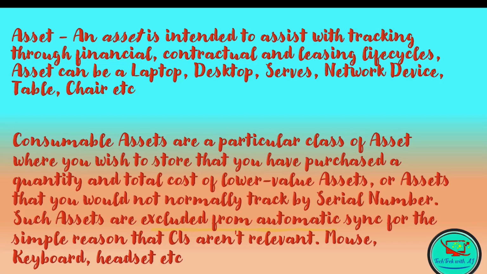So where the lower cost is involved and it is not going to be tracked as a CI, those are consumable assets. We are just going to track how many we have purchased, what is the quantity and the cost of it, and to whom we have assigned those particular consumable assets.